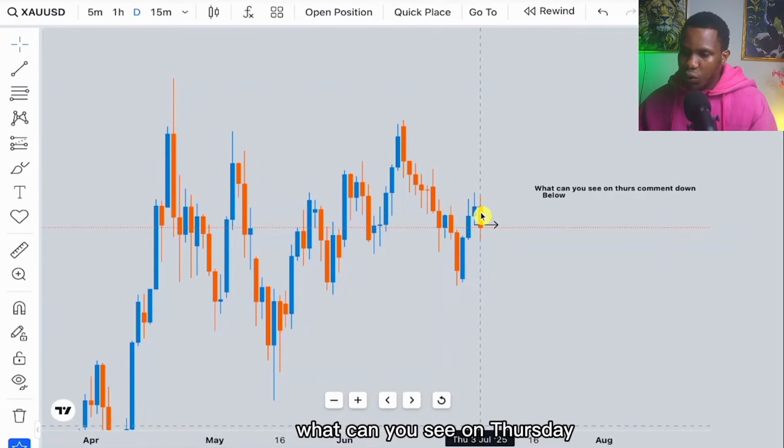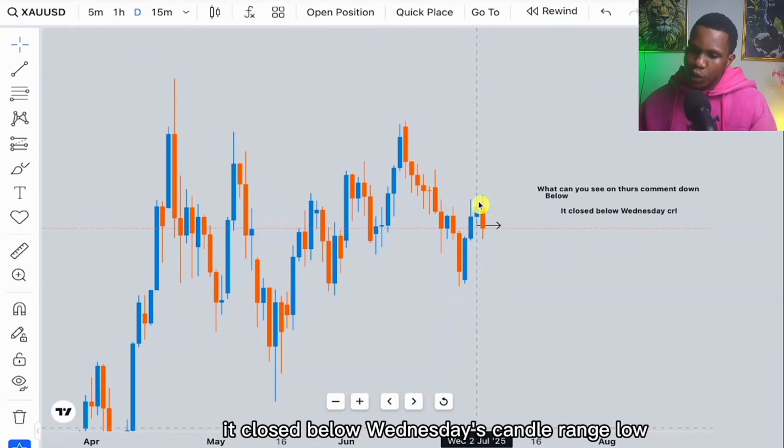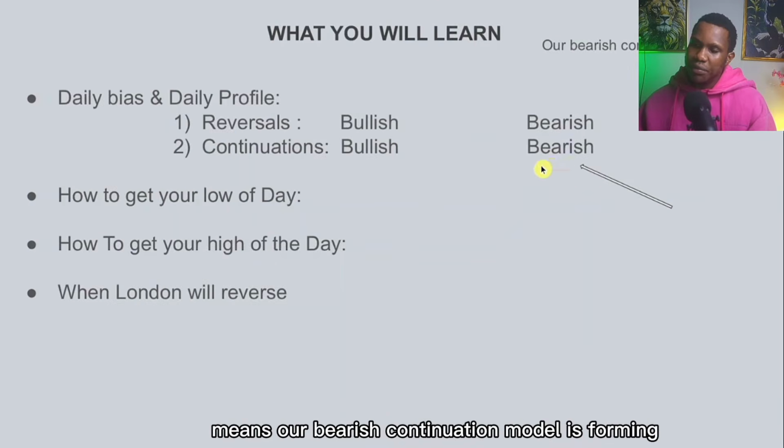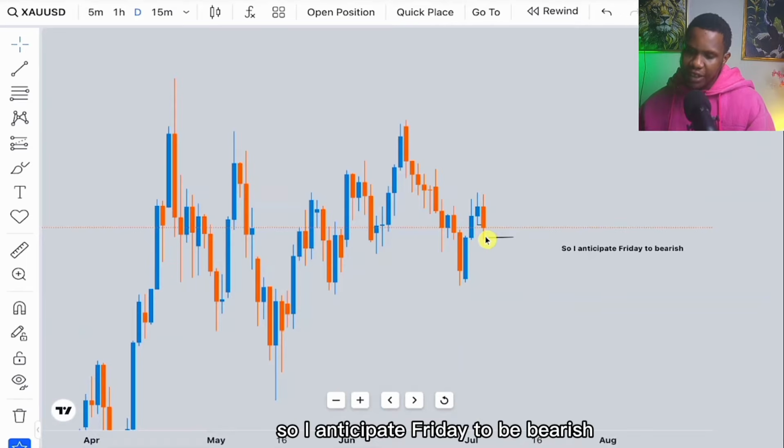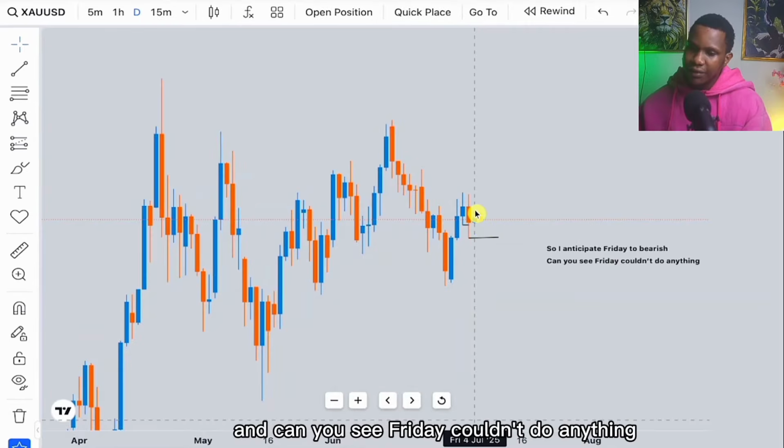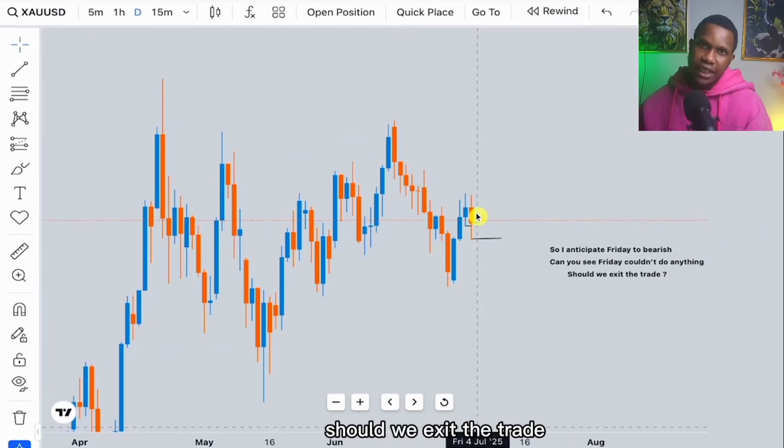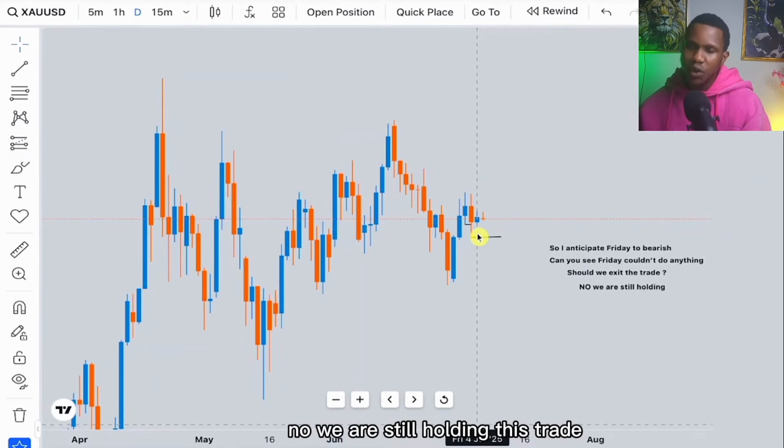What can you see on Thursday? It closed below Wednesday's candle range low. It means our bearish continuation model is forming. So I anticipate Friday to be bearish. And can you see Friday couldn't do anything? Should we exit the trade? No, we are still holding this trade.